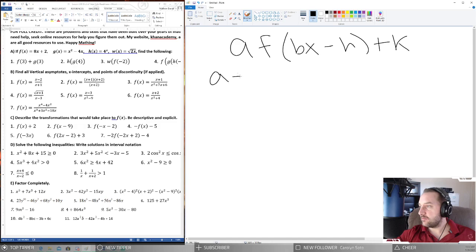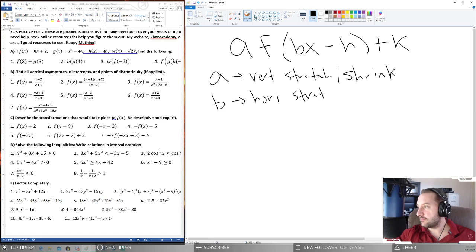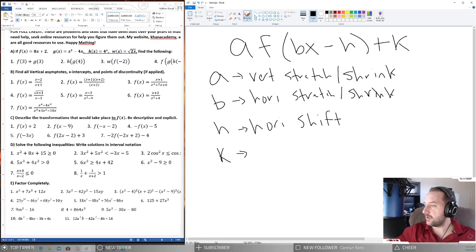So A was our vertical stretch or shrink. B was our horizontal stretch or shrink. H was the horizontal shift. And K was our vertical shift.